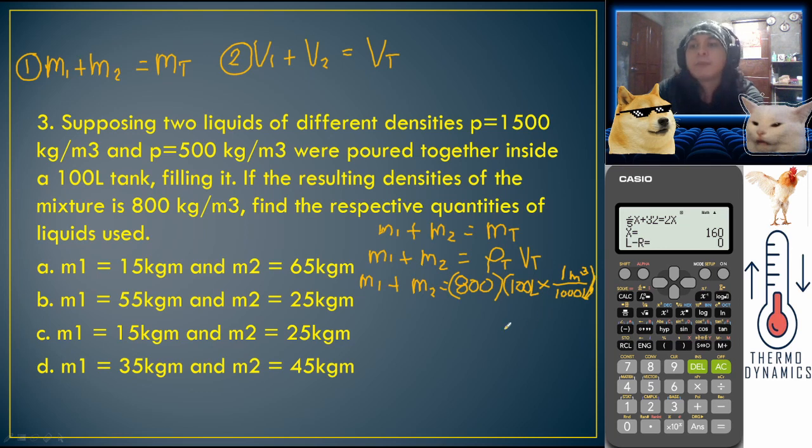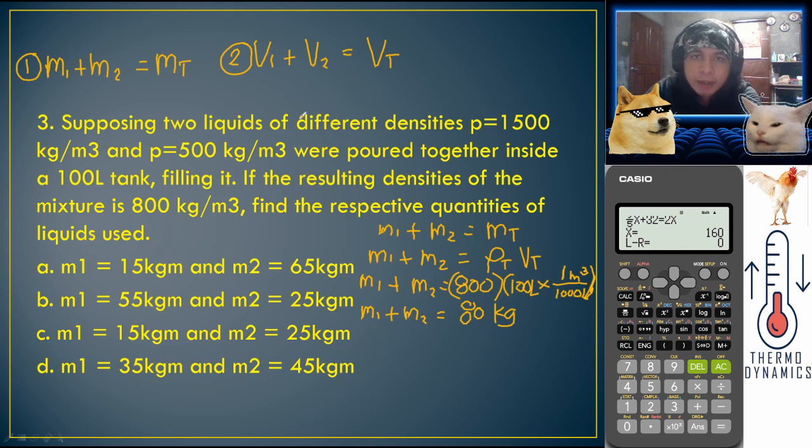Okay, so yan po. And with that, meron na tayong equation number 1. M1 plus M2 is equal to 800 times 100 all over 1,000. So, 800 over 10. Tama ba? Yeah. So, 800 over 10 is 80. 80 kilograms. So, this is equation number 1 natin.